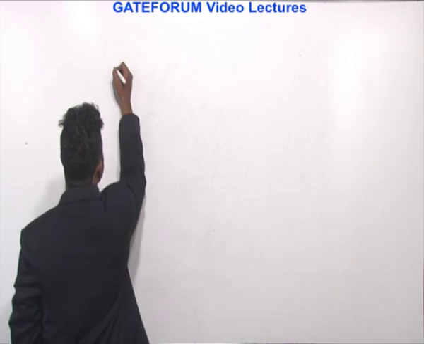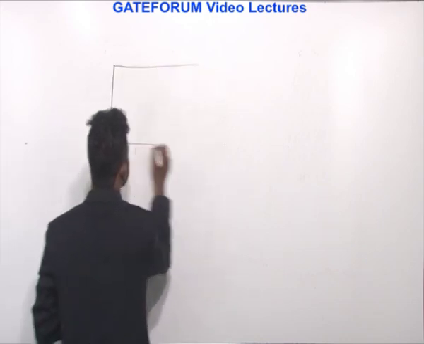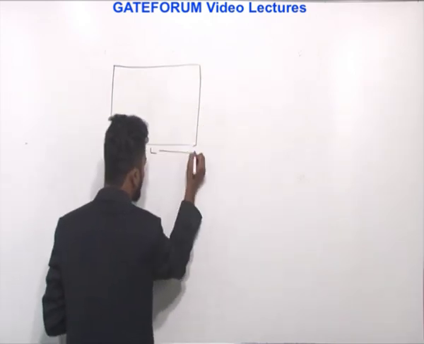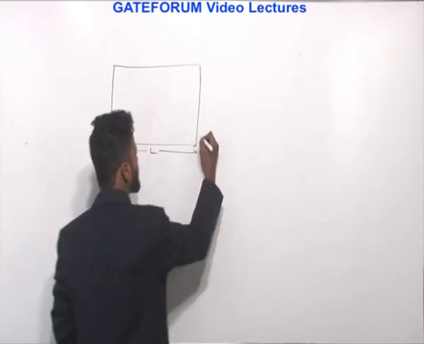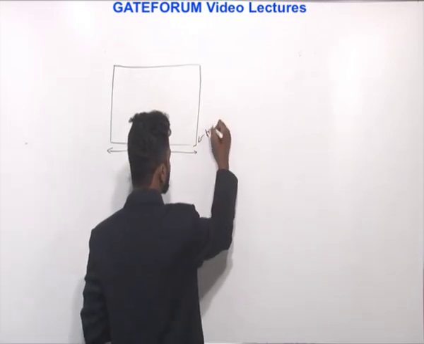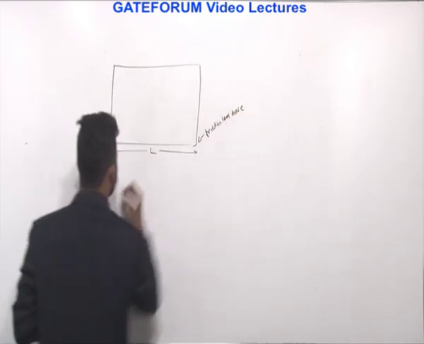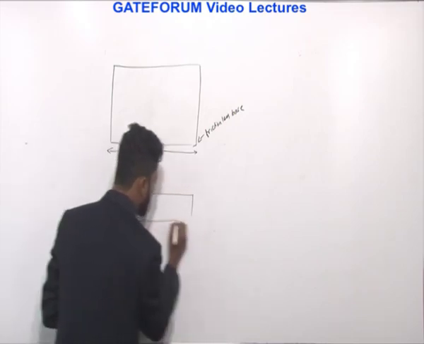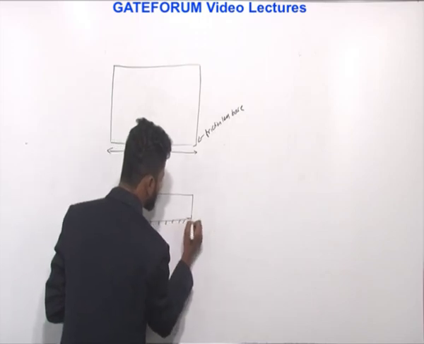He is saying that there is a concrete pavement slab. I'll take this as a concrete pavement slab of length L, resting on a frictionless base. This is the plan view, and if you see from the side view, it is resting on a frictionless base.